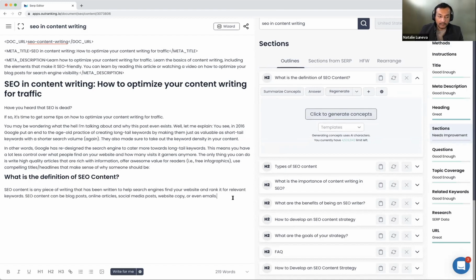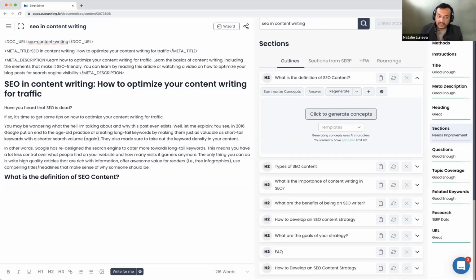SEO content can be blog posts, online articles, social media posts, website copy, or, well, I don't know if even emails, right? So it depends if they're going to live somewhere else. So this is what you can do. This is one approach using GPT-3. But we have a slightly different approach.